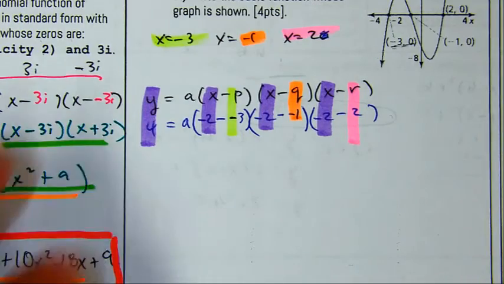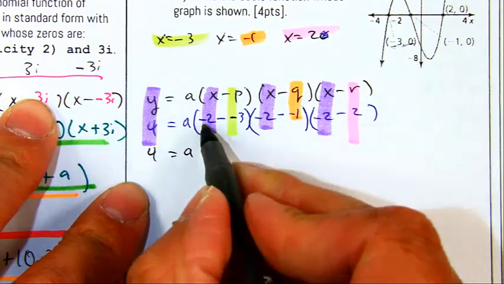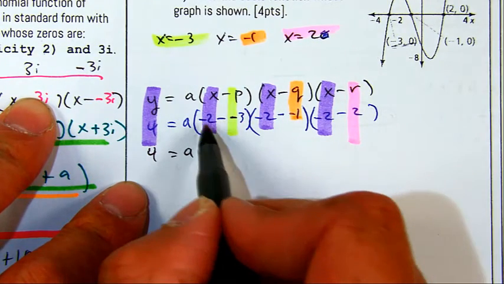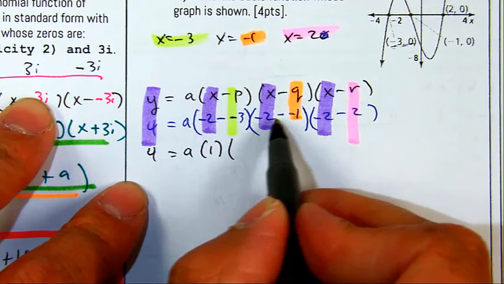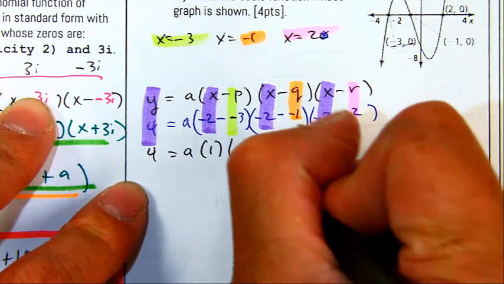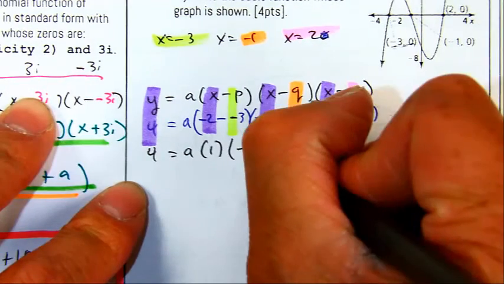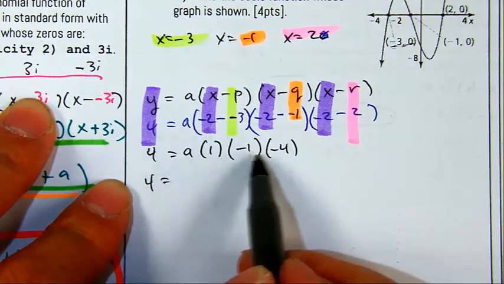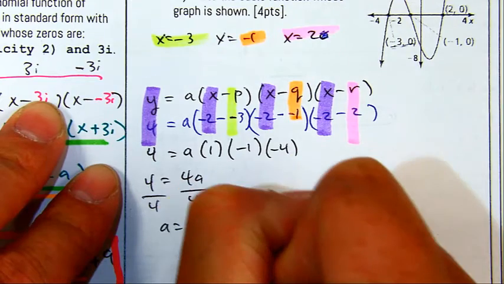Let's go ahead and just simplify and solve for a, and then plug it back in. 4 equals negative 2. The opposite of negative 3 is positive 3, so that becomes 1, and so I'll just put 1 in there. That becomes a positive 1. Negative 2 plus 1 is negative 1. And negative 2 minus 2 is negative 4. And then you multiply all of those, you get a positive 4. A is equal to 1.